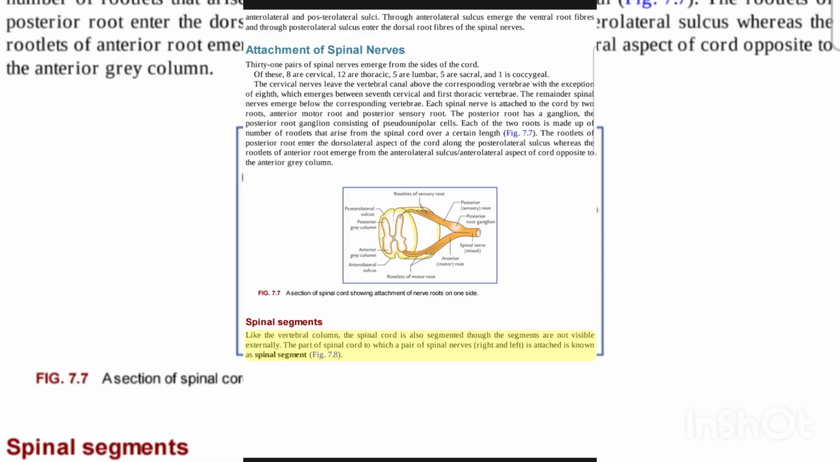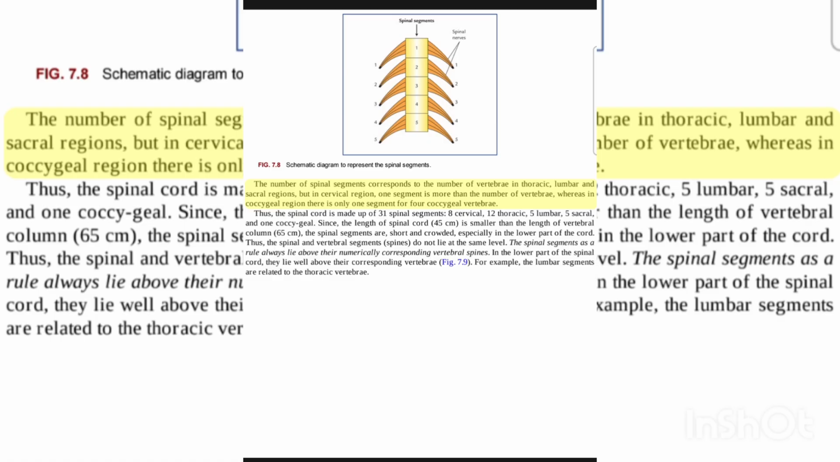The part of spinal cord to which a pair of spinal nerves, right and left, is attached is known as spinal segment, Fig. 7.8. The number of spinal segments corresponds to the number of vertebrae in thoracic, lumbar and sacral regions, but in cervical region, one segment is more than the number of vertebrae, whereas in coccygeal region there is only one segment for 4 coccygeal vertebrae.